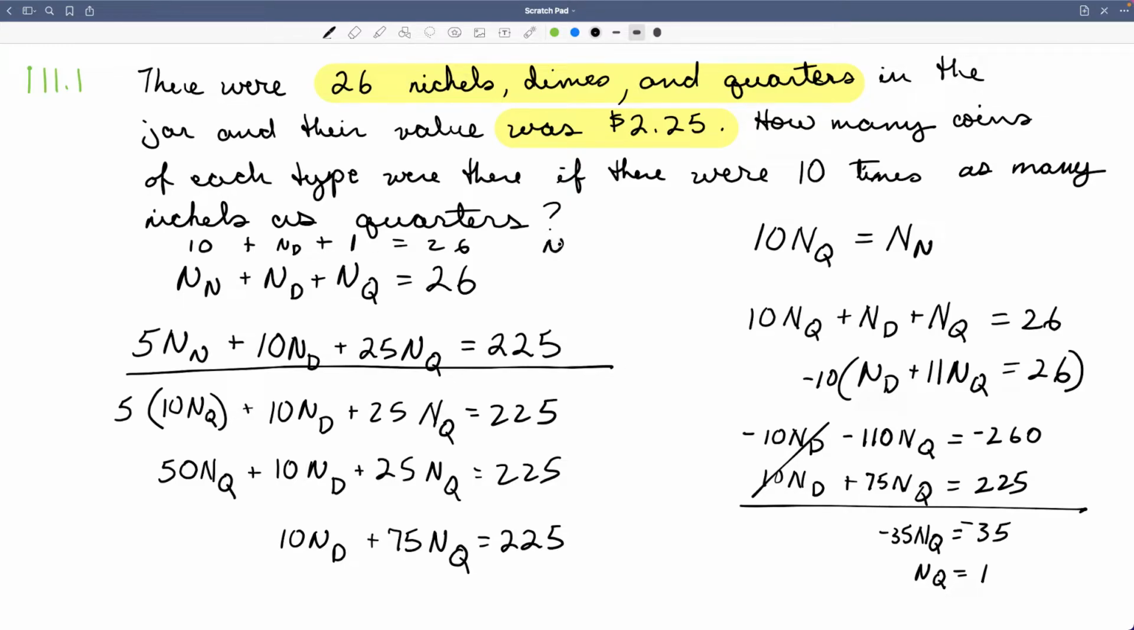So the number of dimes is equal to 26 minus 11, which is going to be 15. So now I have the number of dimes, I have the number of quarters is equal to 1, and the number of nickels is equal to 10 right here.